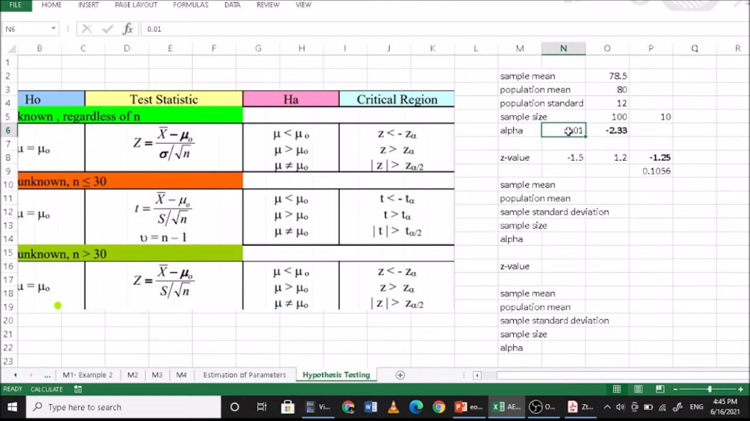Okay, so we only reject the null hypothesis if your p-value is less than alpha, or if your computed z value is less than your z alpha equivalent. Okay? So that's for less than. Then let's also check greater than.